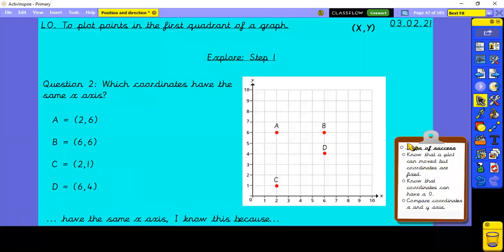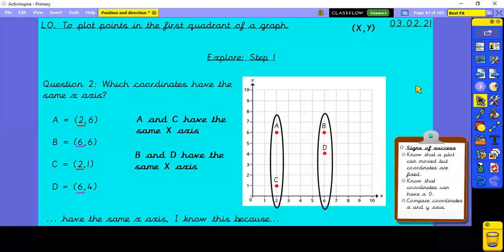Okay, now I've got another question for you about the same coordinates. So my question is, which coordinates have the same x-axis? So think about where the x-axis comes in the coordinates and which coordinates have the same x-axis. You can either look at the graph or you can look at our coordinates here. So pause the video and have a little think about that, and then I'll model how we know which coordinates have the same x-axis.